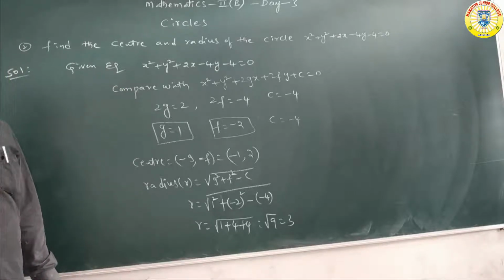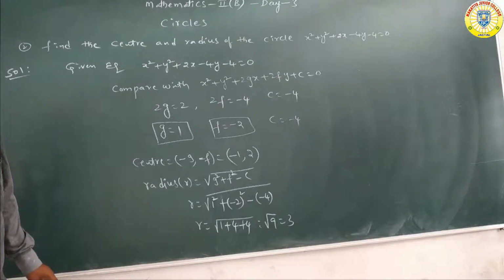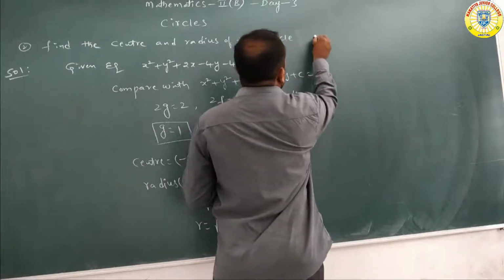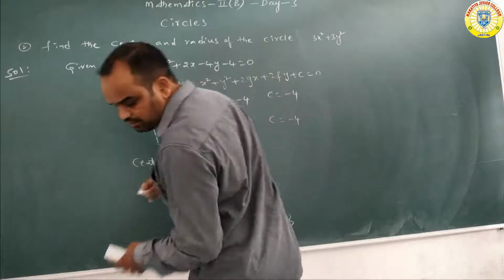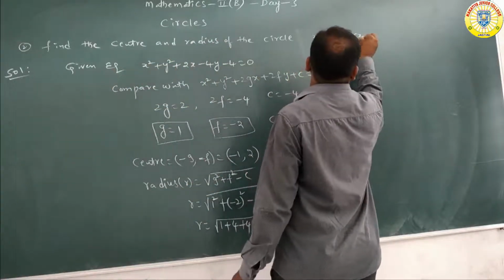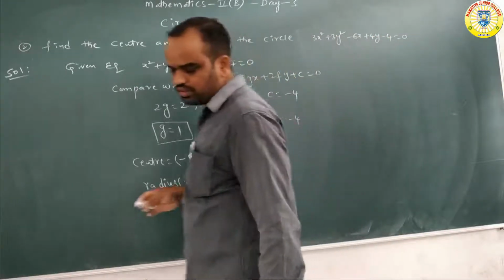Okay? Completed. Next question, the same type of question. Find the center and radius of the circle: 3x square plus 3y square minus 6x plus 4y minus 4 equal to 0.